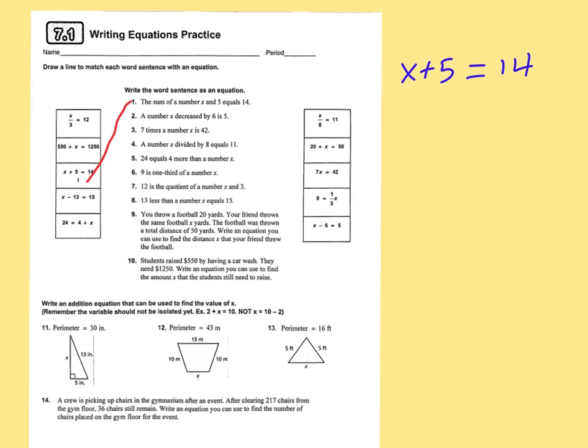Okay, now we are going to go to the next one. A number x decreased by 6. So x minus 6 equals 5. Do we have an x minus 6 equals 5? Yes, we do. So I'm going to come over here and go, that goes down here. All right. Let's see. I'm going to do one more. 7 times a number x is 42. So 7 times the number x, so 7x, is 42. And I can see that I have that right there. So number 3 is going to go right there.